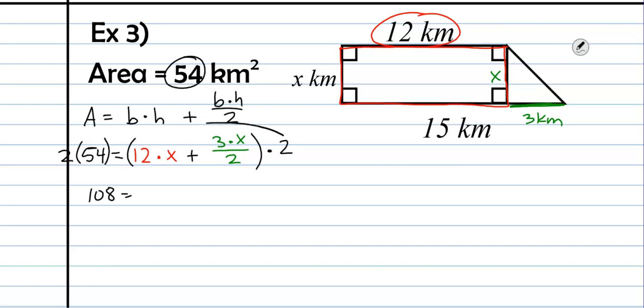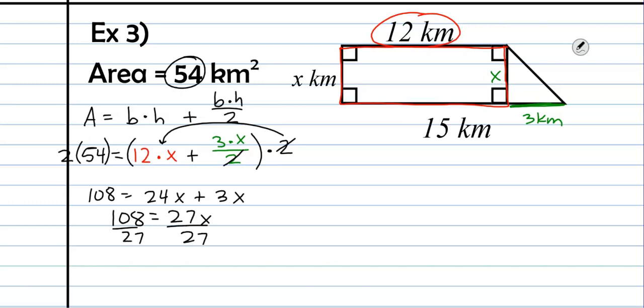And then this 2 needs to be distributed over here. So it's not 12 times x anymore. It's 24 times x. And then here we can just cancel our 2's. So plus 3x. And once we do that, it's so much simpler. Now we just have 108 equals 24x plus 3x, which is 27x. And then we're able to just divide both sides by 27.